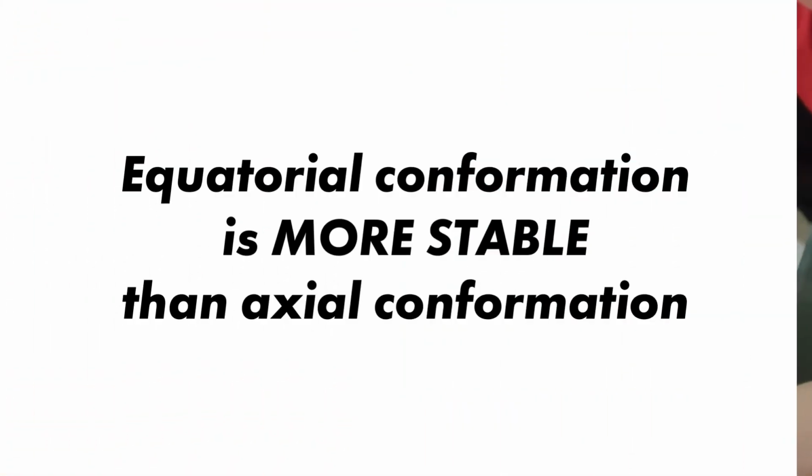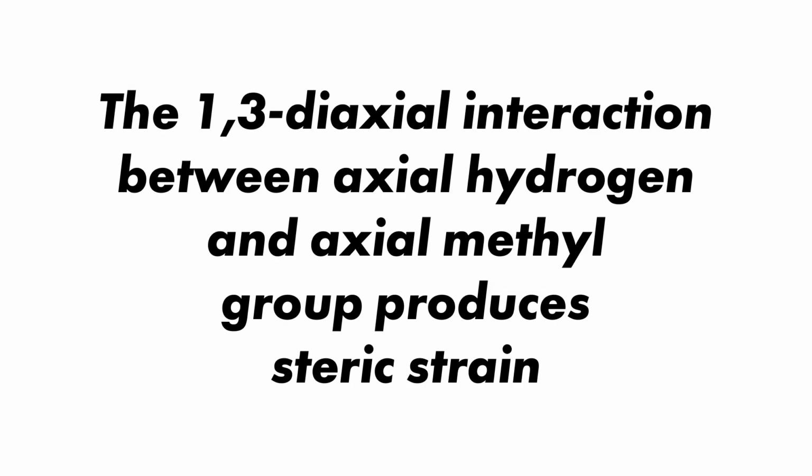Overall, equatorial conformation is more stable than axial conformation by 7.6 kJ per mole because in equatorial conformation, there is no 1,3-diaxial interaction between the axial methyl group and axial hydrogens in carbon 3 and carbon 5, producing no steric strain.